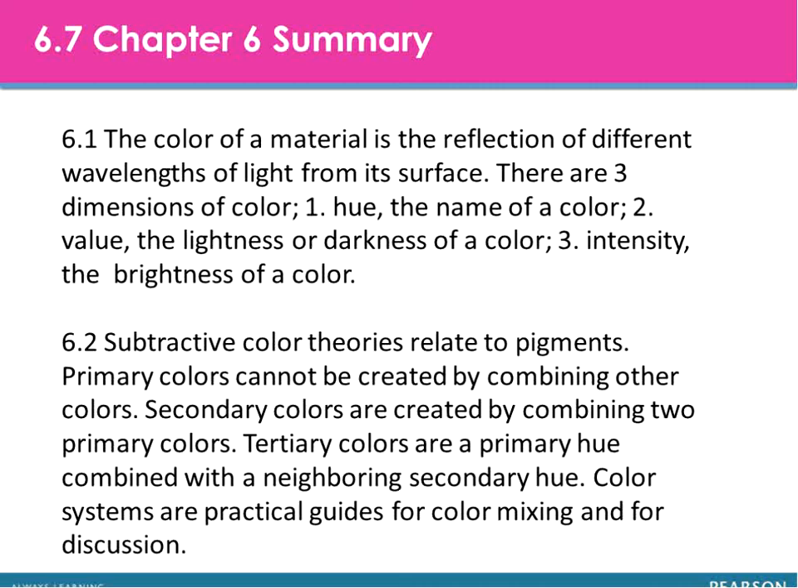Okay. Remember that I had mentioned that the type of material or the texture of a material has an effect on the reflection of the wavelength. They affect the intensity, the lightness, or the darkness of the color. This is all really a summary. The two different color theories we have relate to pigments. Primary colors cannot be created by combining other colors. Secondary colors are created by combining two primary colors. Tertiary colors are a primary hue combined with a neighboring secondary hue.